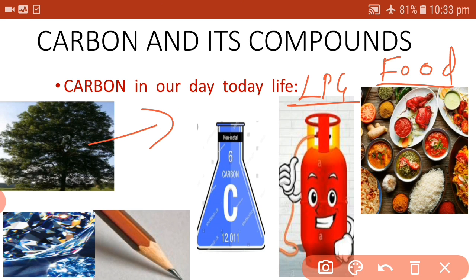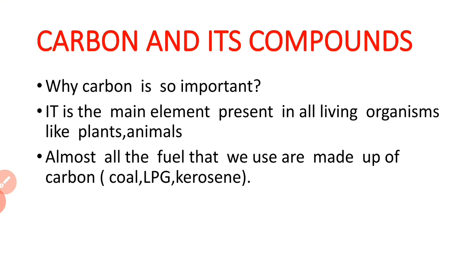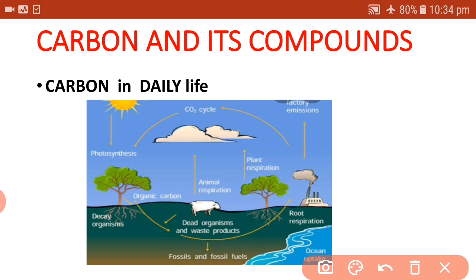Living things like plants, animals and microorganisms are also made up of carbon. Here you can see the lead of the pencil. The lead of the pencil is graphite, which is an allotrope of carbon. And the diamond, the very hardest compound, is also an allotrope of carbon. Here we can see that the plants and animals are all made up of carbon.